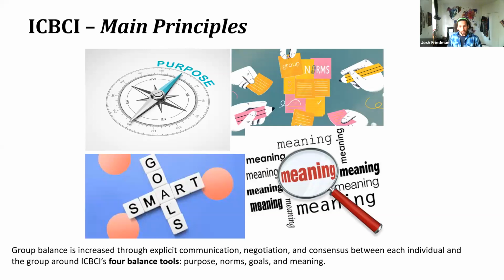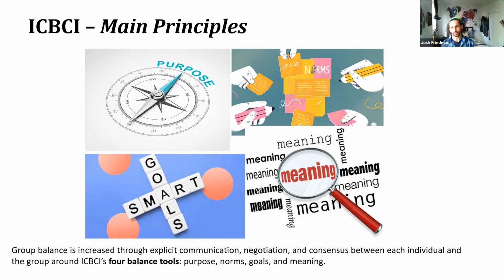What ICBCI argues, and we're going to touch on these four balance tools throughout this entire presentation, is that we can increase that group balance through explicit communication, negotiation, and, very importantly, consensus between each individual and the group around ICBCI's four balance tools. They are called purpose, norms, goals, and meaning. You may have seen these things before, heard of them in different ways. ICBCI attempts to capture them all at once and make it a coherent process that you can plan for and facilitate through.